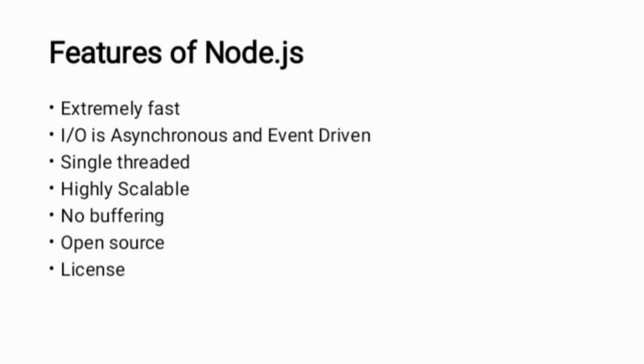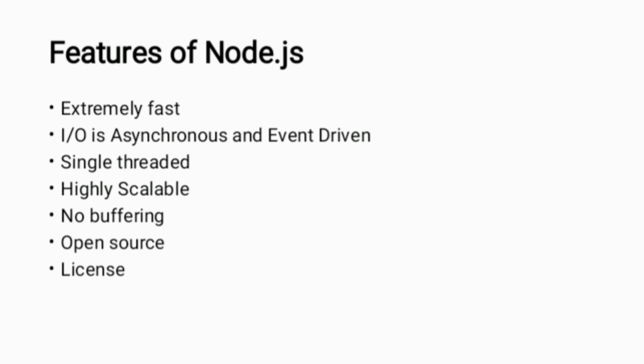All APIs of the Node.js library are asynchronous, that is non-blocking. So, a Node.js based server never waits for an API to return data. The server moves to the next API after calling it, and a notification mechanism of events of Node.js helps the server to get a response from the previous API call. It is also a reason that it is very fast.